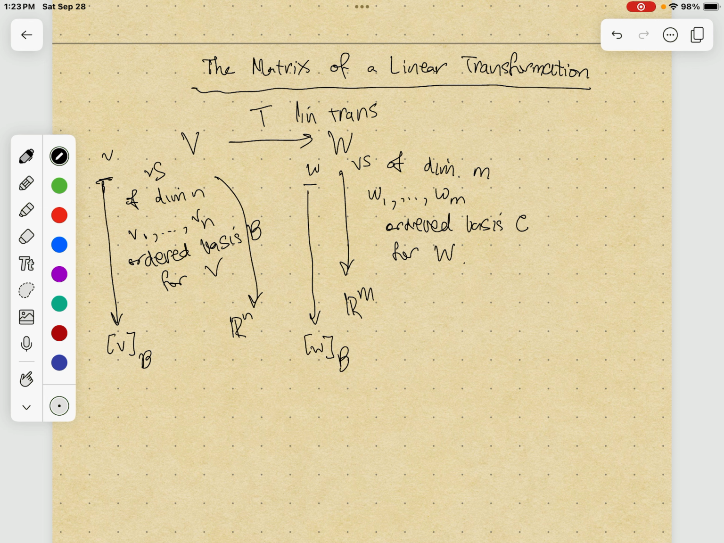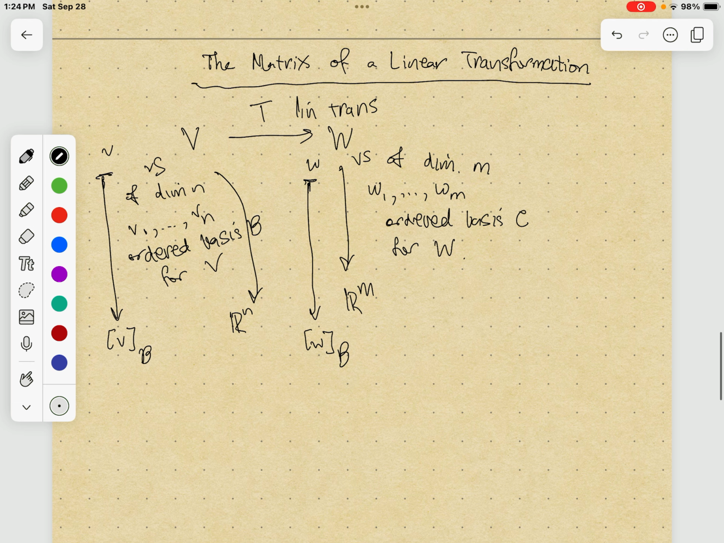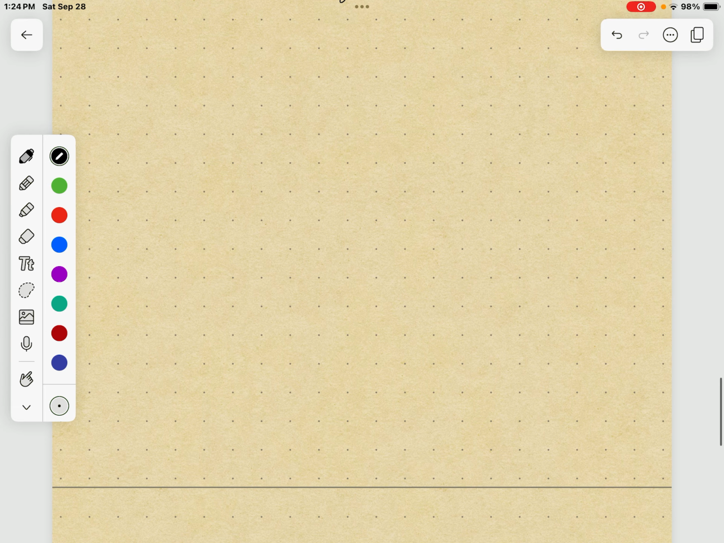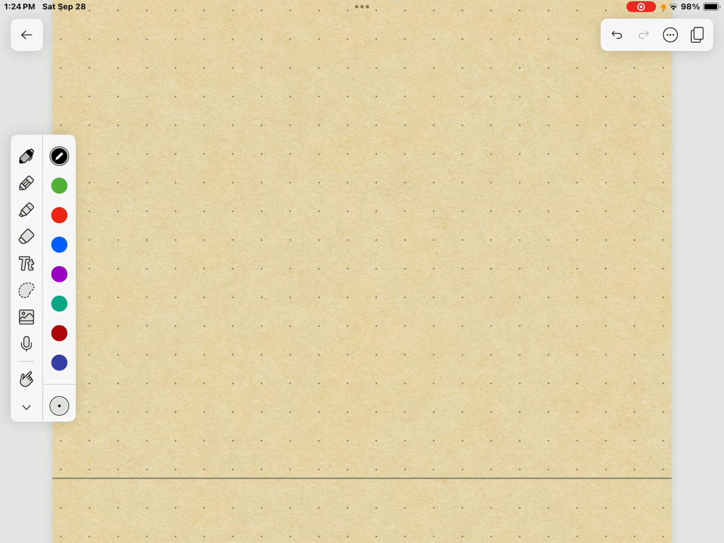And the question is, so you have this concrete way of understanding the two vector spaces V and W because you're identifying them with Rn and Rm respectively. Now you have a linear transformation from V to W, so how do you understand that linear transformation concretely? We want to represent this linear transformation in terms of a matrix. So that's what the matrix of a linear transformation does. So let's explain how to do it. And before getting into the general explanation, let's just do an example.